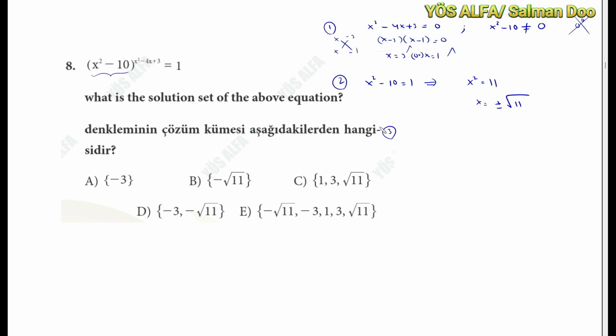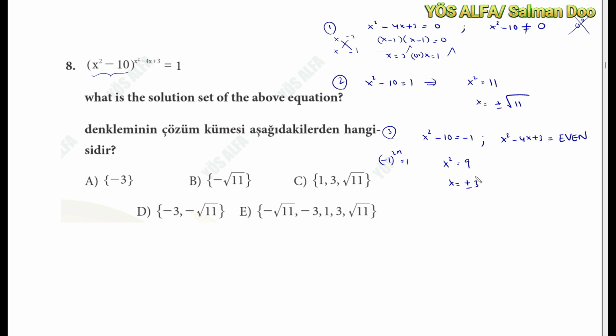And we also have case 3, when x squared minus 10 is equal to minus 1, provided that x squared minus 4x plus 3 is an even number, because minus 1 to the even number is always 1. So let's solve for x first and check if it is even. So x squared is equal to 9. From here, we have x is equal to plus or minus 3.